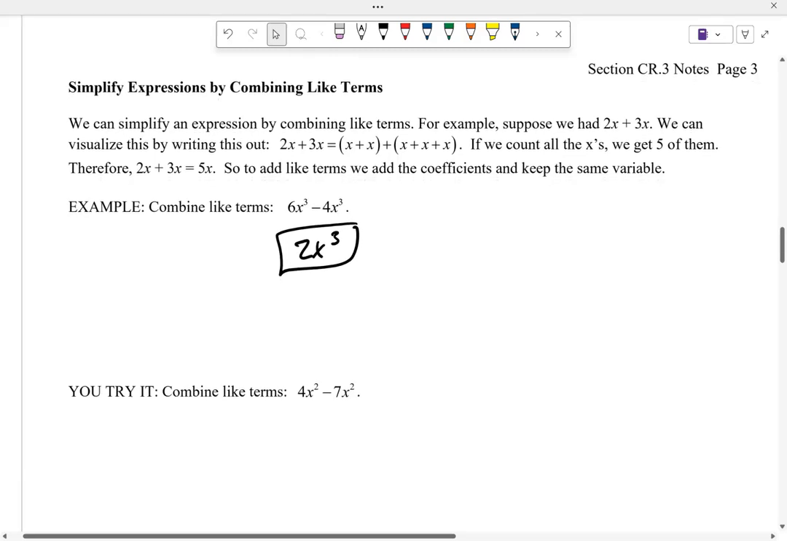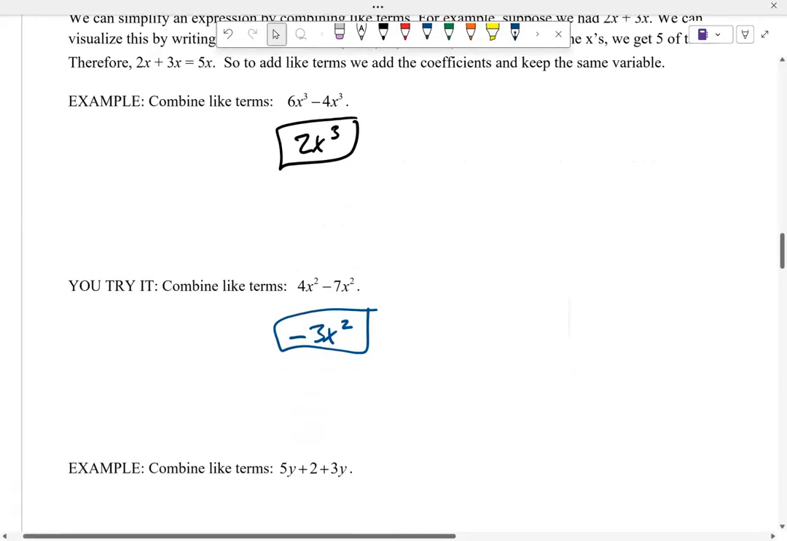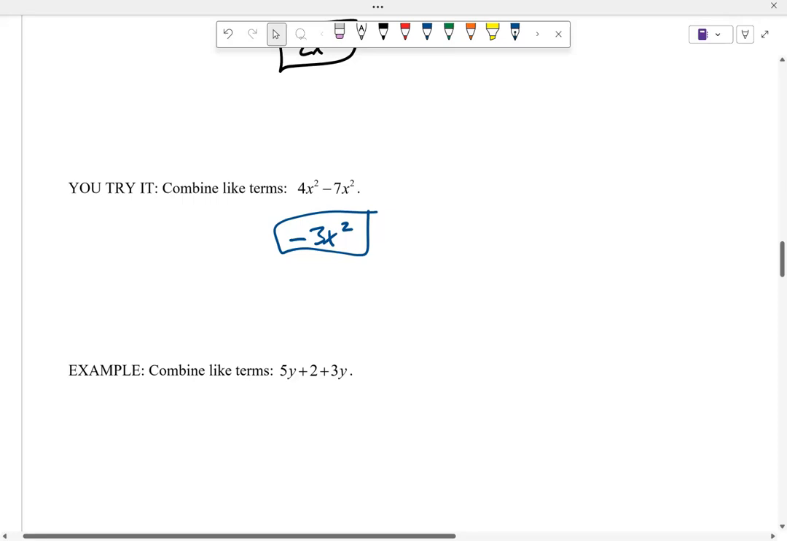So 4x squared minus 7x squared, are they like terms? Yeah, so 4 minus 7 is negative 3x squared on that. Let's go to another expression with like and some that are not like, right? Do we have any like terms? Hopefully you say, yeah, the 5y and the 3y are like terms. So 5y plus 3y gives us 8y plus our constant term plus the 2.